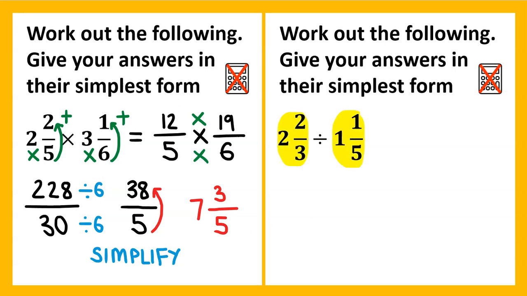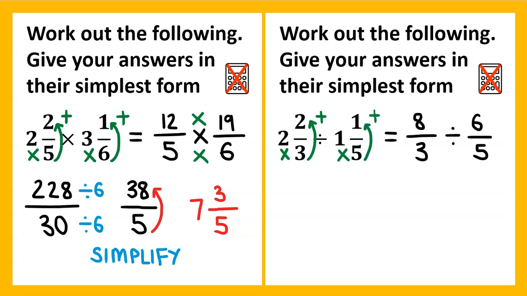On to the division. Both of these are written as mixed numbers and need to be converted into improper fractions. 2 multiplied by 3 plus 2 is 8 over 3. 1 multiplied by 5 plus 1 is 6 over 5. As we have a division, we can use keep, change, flip to keep the first fraction as 8 over 3, change the division to a multiplication, and flip the second fraction upside down.